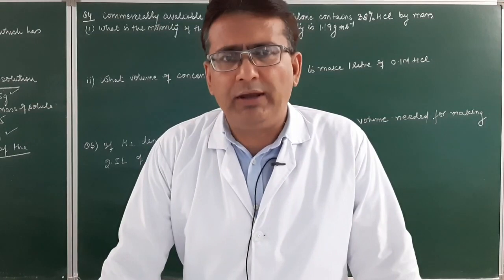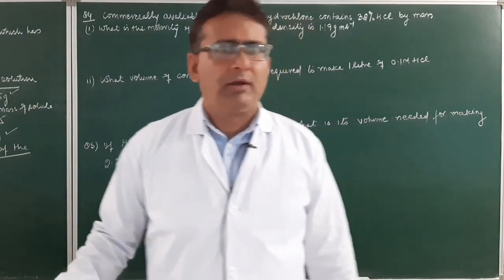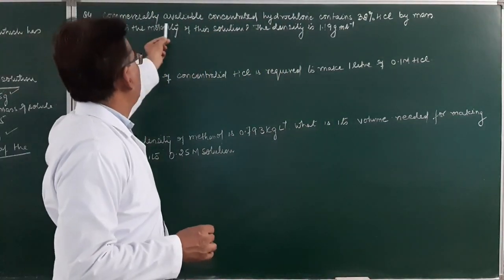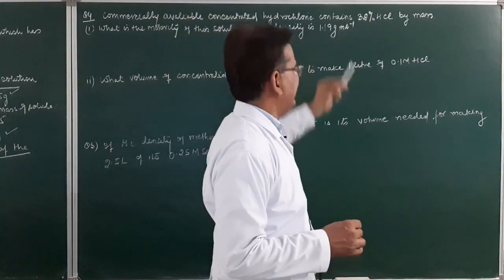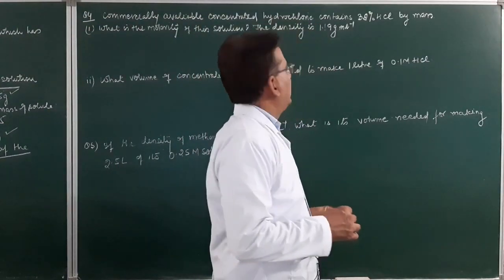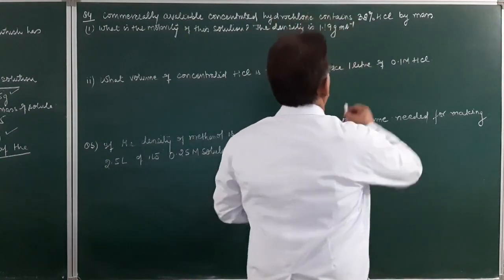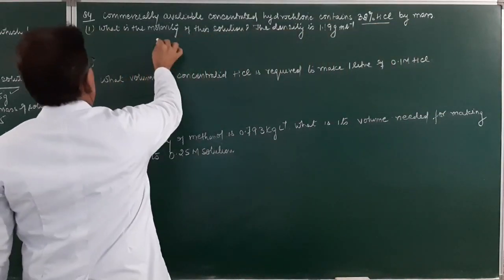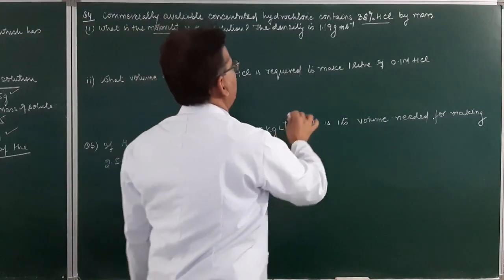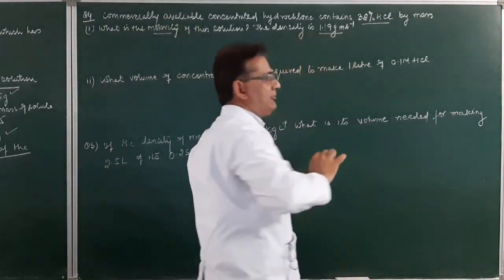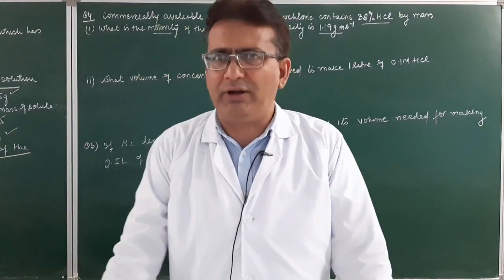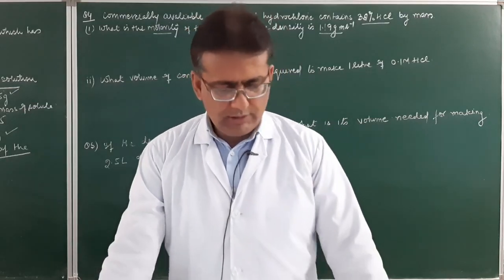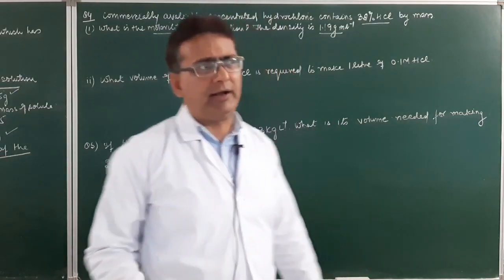Now, after solving the first 3 questions, let us look at another question. The question is: commercially available concentrated hydrochloric acid contains 38% HCl by mass. What is the molarity of the solution if the density is 1.19 gram per ml? It is a similar question to the first one. If the density of the solution is given and percentage mass is given, then we can easily find out the molarity of the solution.